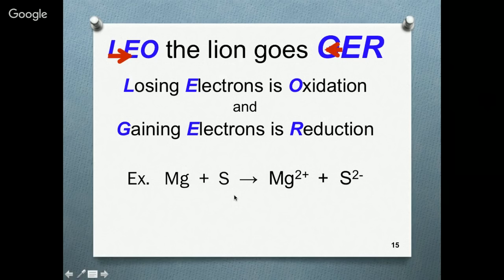Here's an example. Mg plus S yields Mg 2+ plus S 2-. When you're trying to figure out what's oxidized or reduced, the first thing you want to do is assign your oxidation numbers. I'll give you 1 minute to figure out what we should have right up top. Write right above each element in the ion and the compound, what are the oxidation numbers?